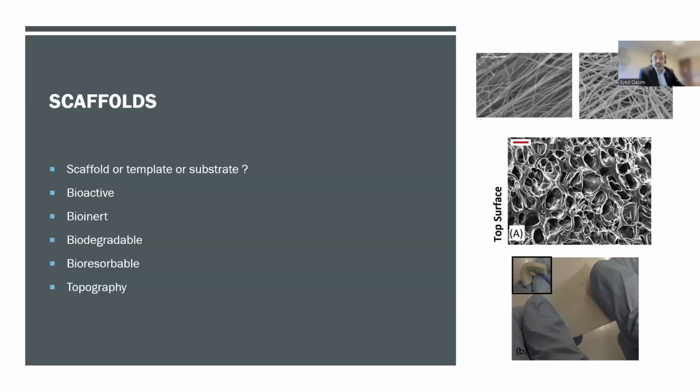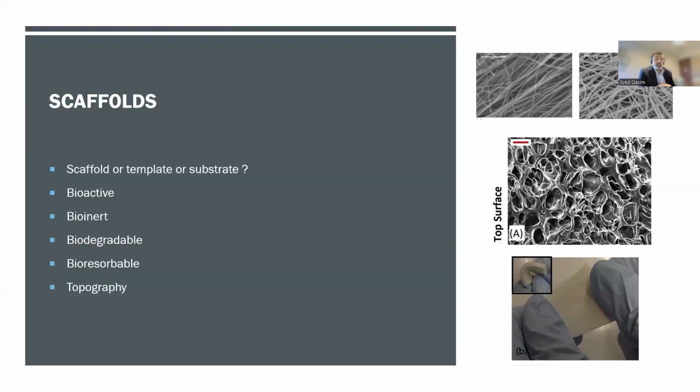Inside the body, the ECM looks like this: haphazardly arranged fibers overlying one another. These are aligned fibers. These are made by a technique called electrospinning.